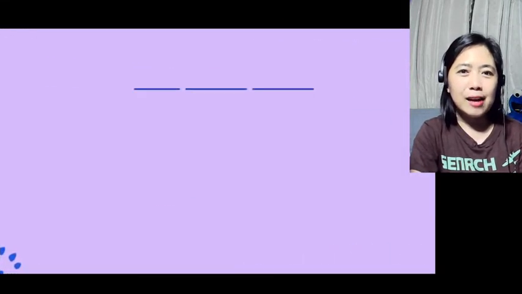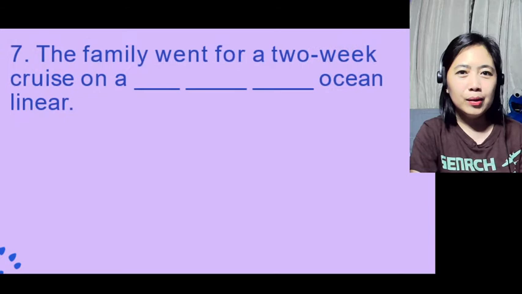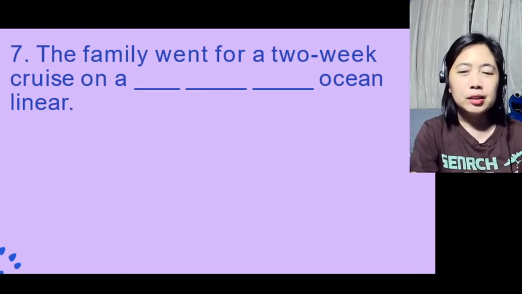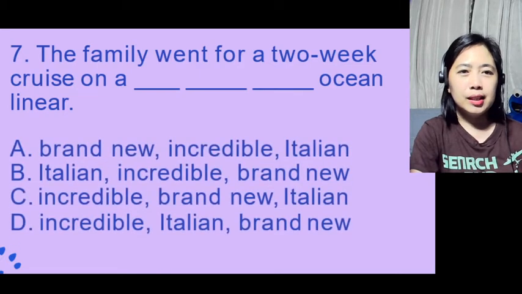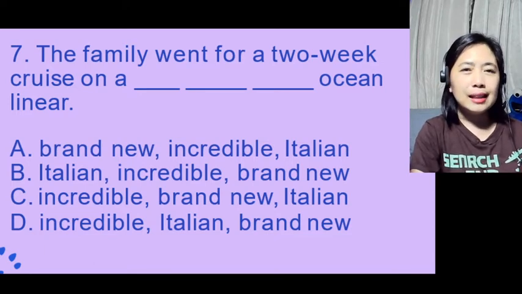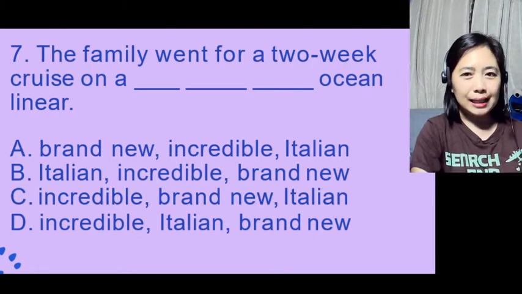Now let's have number 7. The family went for a 2-week cruise on a blank, blank ocean liner. Letter A, brand new incredible Italian. B, Italian incredible brand new. C, incredible brand new Italian. Letter D, incredible Italian brand new.